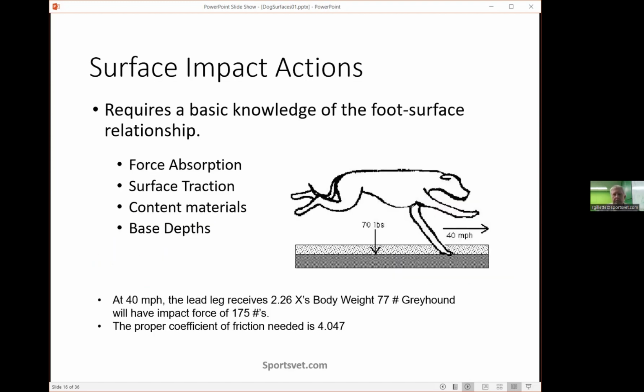So if we think about the surface impact and the forces involved, you have force absorption and then you have surface traction. So in this case, and I apologize for my numbers here, there's a 70-pound greyhound traveling at 40 miles per hour. As it comes down, it's going to land on that front leg about 2.25 times body weight. And then there is a certain friction value that's going to be needed so that it doesn't slide frontwards, backwards, to the right or to the left. And that's how we came up with this 4.047.